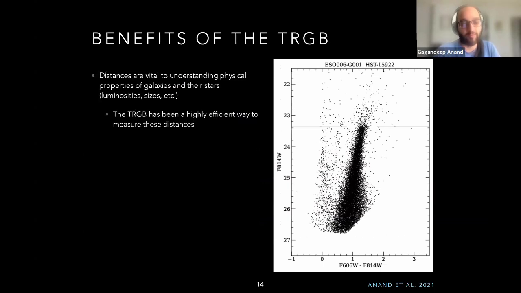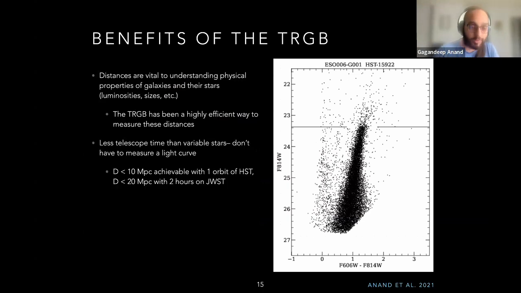And so, as I've said before, the distances are vital to understanding the physical properties of galaxies and their stars. And so, even if you don't care about cosmology, you need to have good distances if you want to study these objects. And the TRGB has proven to be a really highly efficient way to measure these distances. The reason the TRGB has been used so much is because you typically don't need as much time, because you don't need to generate a light curve. Largely, these stars are not variable. They are at the very millimag level. And so that means they're more efficient. And so with Hubble, you can go out to about 10 megaparsecs with one orbit, or about 45, 50 minutes of actual observation time with Hubble.